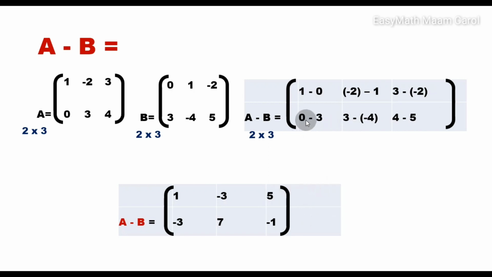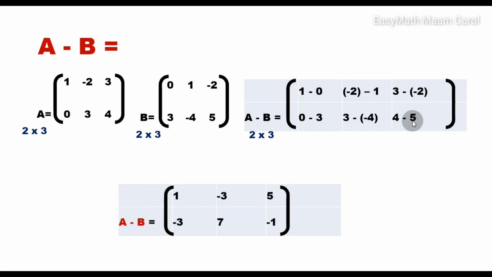So, ito naman, 0 minus 3, magiging 0 plus negative 3. So, that's negative 3. Tapos ito, katulad din itong nasa dulo, magiging 3 plus positive 4. Kasi additive inverse niya, positive 4. So, magiging 7. And then, lastly, 4 plus negative 5.